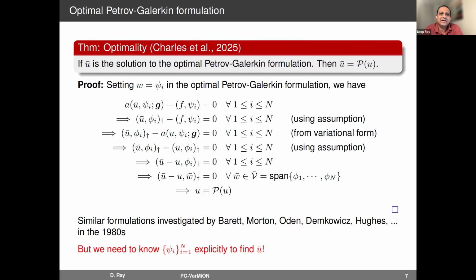But I'll show you an example here that if the trial basis is not compactly supported, then there's no reason why the weighting functions would be.